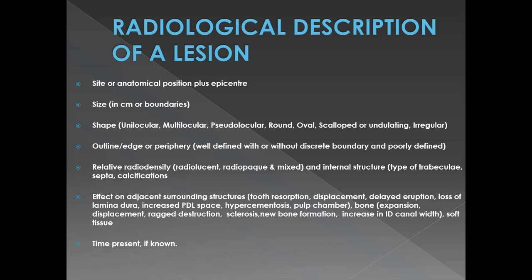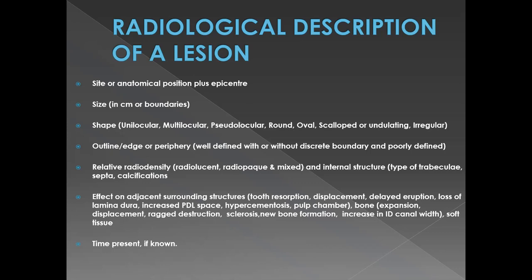You have to start with which site or which anatomical position you are looking at the pathology, plus its probable epicenter, like where it is arising from. The lesion might be extending from, let's suppose, the ramus till the body, but its epicenter would be its central portion. So you should be reporting that this pathology has probably arisen from the mandibular angle region and has now spread to the ramus and the body region of the mandible.